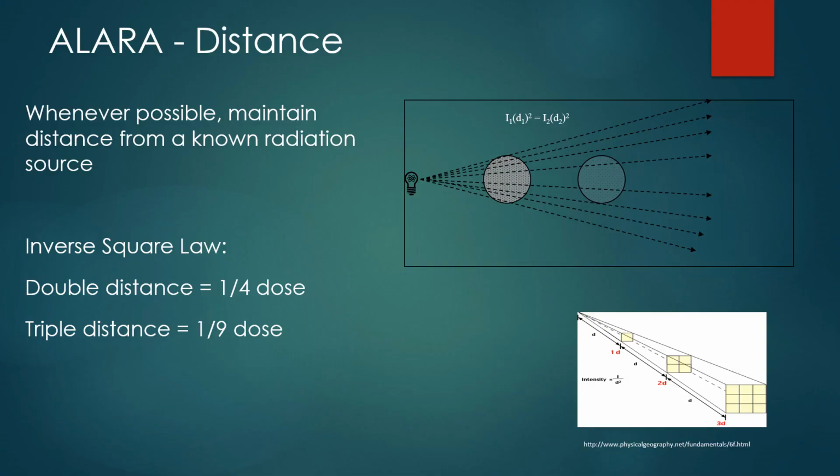The inverse square law, shown in the diagram, can calculate your reduction in exposure by moving away. Simply, if you double your distance, you quarter your exposure. If you triple your distance, you receive 1/9 the exposure, and so on.